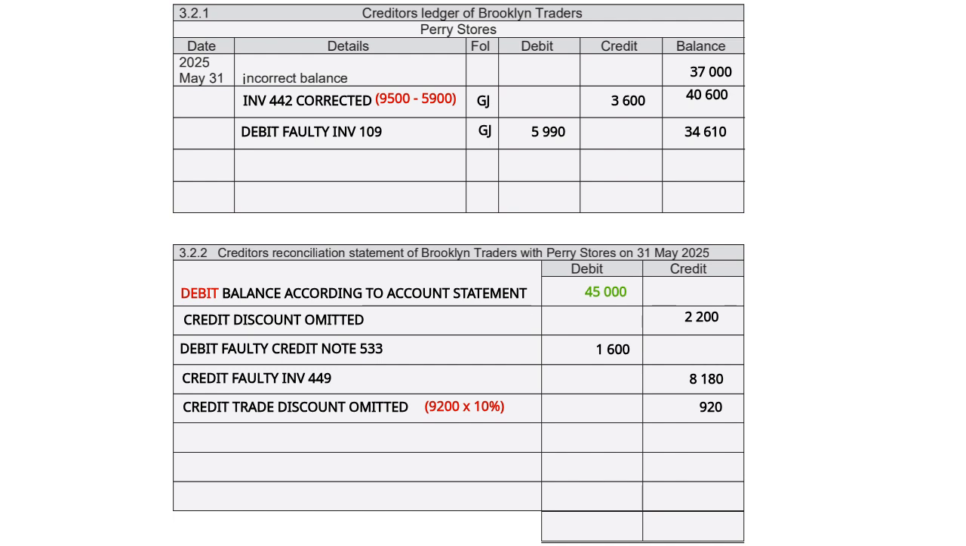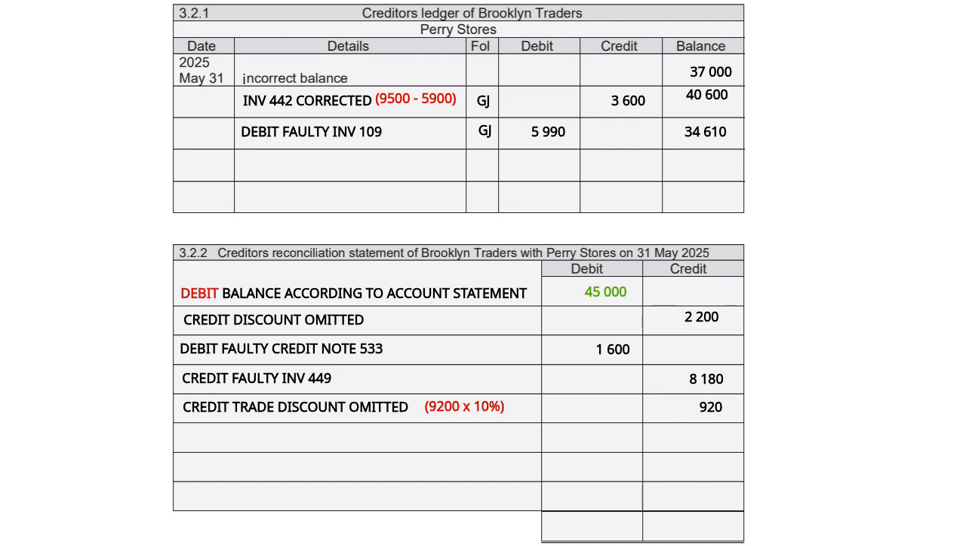Then the last entry, entry G, all other entries on the statement as well as the creditors ledger are correct. So now we just have to go enter the entries, go back to our two statements given to us, our account statement as well as our creditors ledger, and now quickly see which entries have not yet been recorded, and then we can put it into our answer sheet.